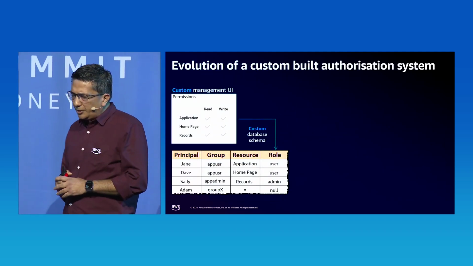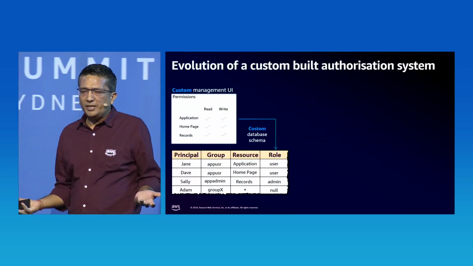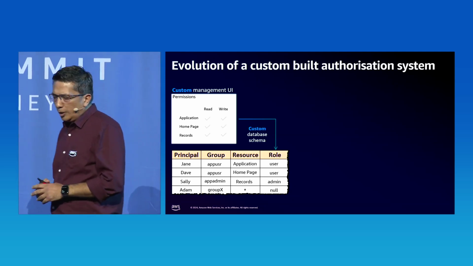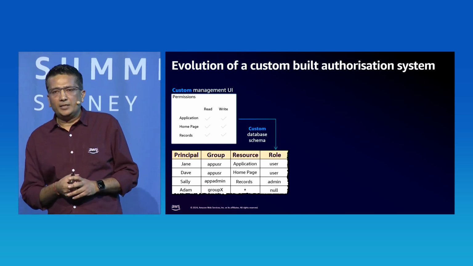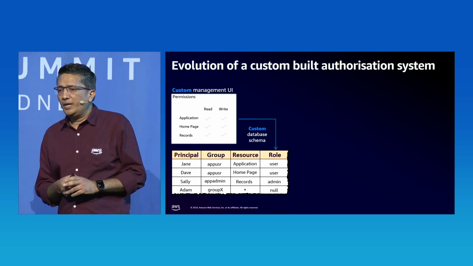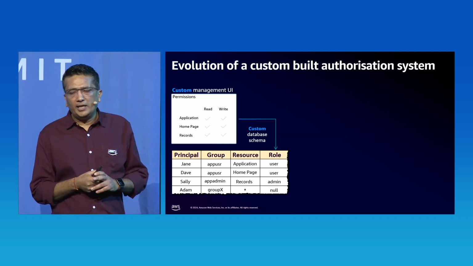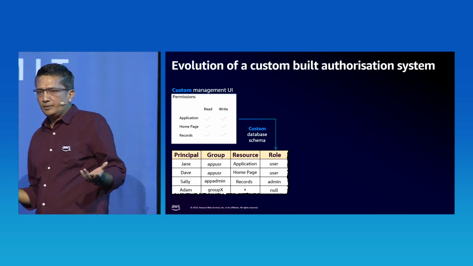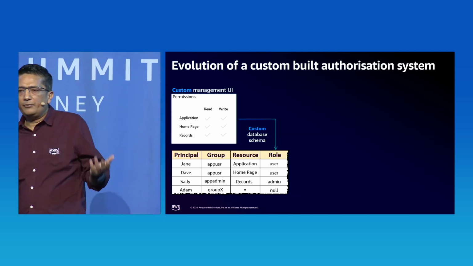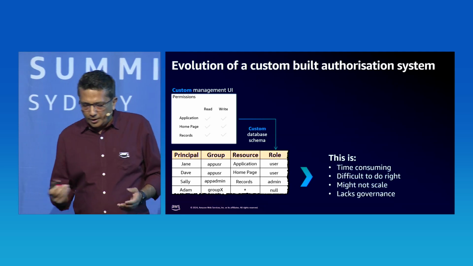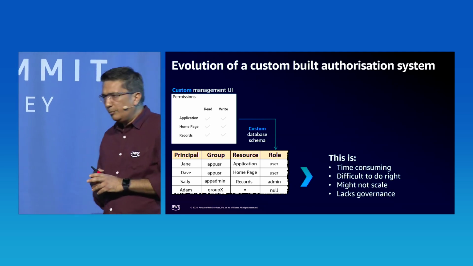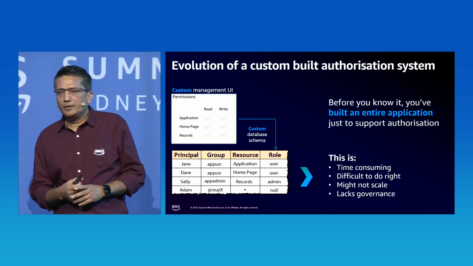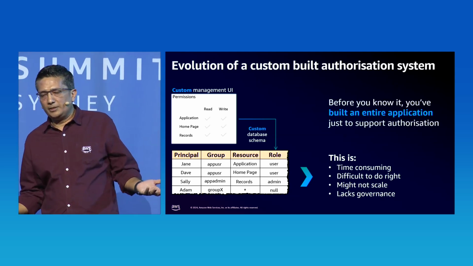Now, another style of implementation is, of course, databases. You need to define a database schema. You need to decide what groups, members, and attributes you're going to support. You may also have to consider if you're going to support wildcards and regular expressions. And of course, you need to be able to calculate precedence. If one row in the database says allow user and another row says deny, how do you decide which takes precedence? And to support all this, you have to have a custom UI. So this all may be time-consuming, may not scale, be difficult to do right, and may lack governance. And before you know it, you have built an entire application just to support authorization.